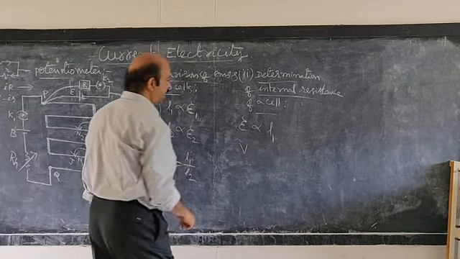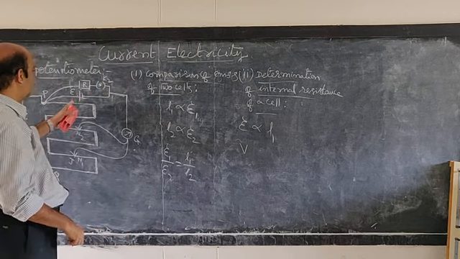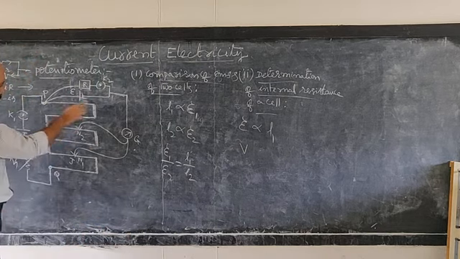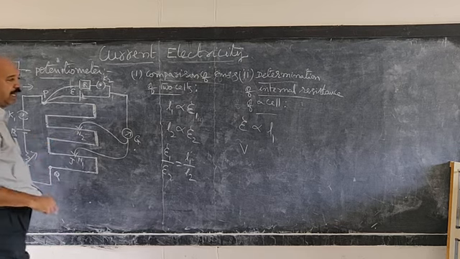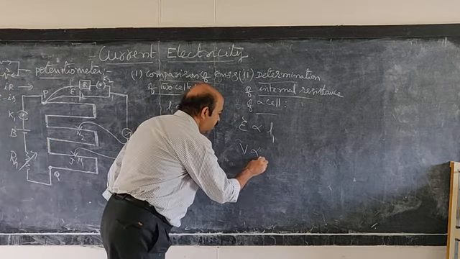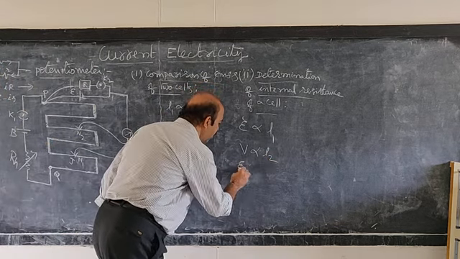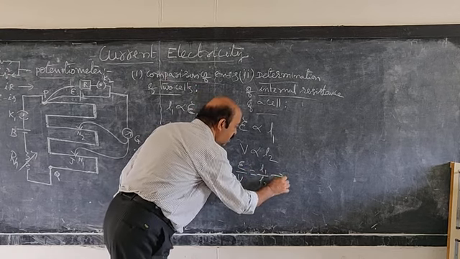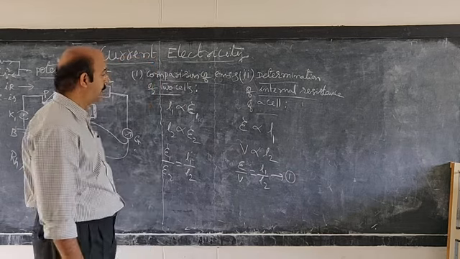Suppose V is the potential difference across the resistance or across this E, and the balancing point is obtained at some point N2. The corresponding length of the resistance wire is L2. Then this must be proportional to L2. Therefore, E by V is equal to L1 by L2. Let this be equation 1.